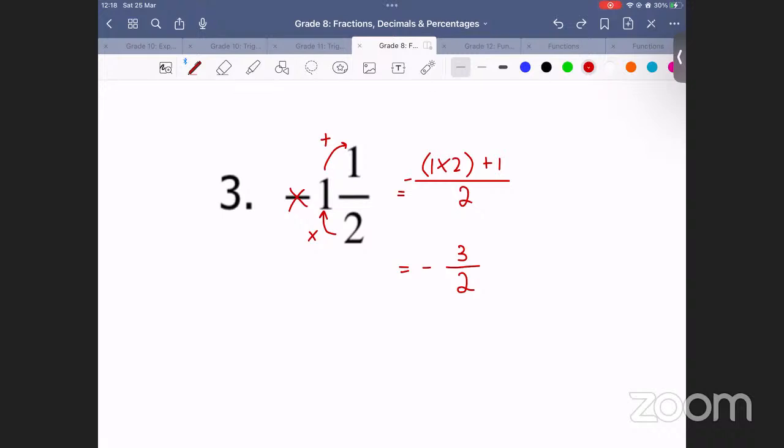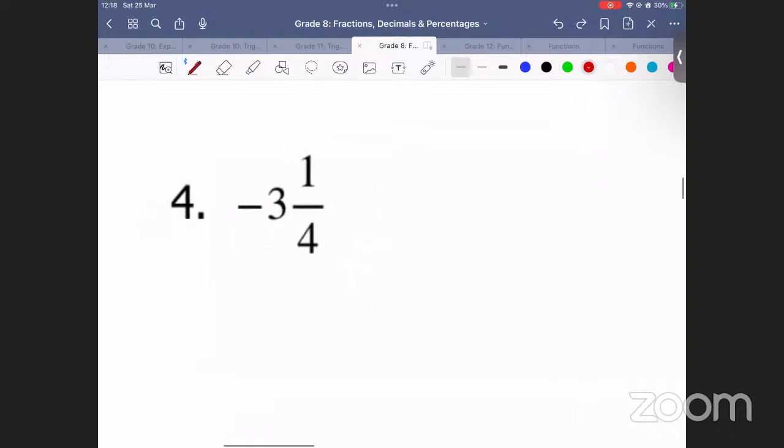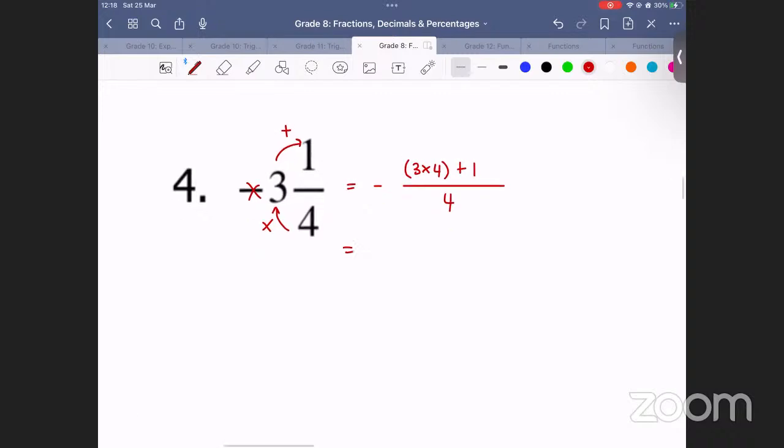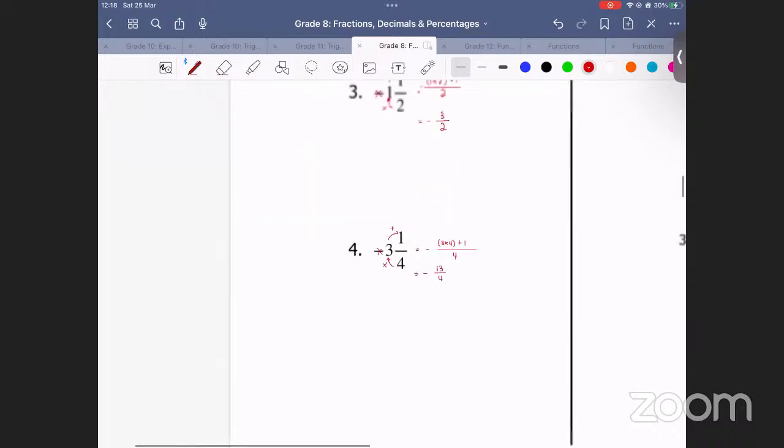Everything's cool, up and running. Perfect. Let's look at the last one. So ignore the sign for now. Multiply and add. So keep the sign in front. And you're going to say 3 times 4 plus 1 over the same denominator, which is 4. You're going to have negative 3 times 4 is 12, plus 1 is 13. You're going to have negative 13 over 4. Okay, so that's how you go from a mixed number to an improper fraction.